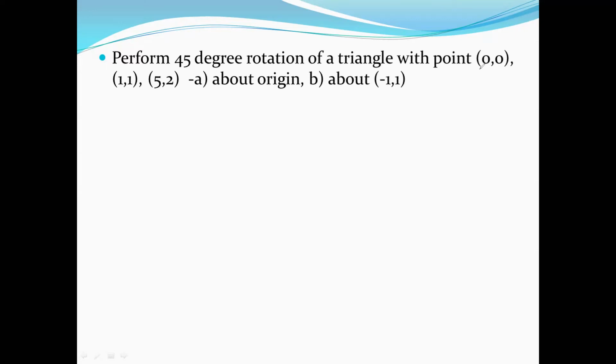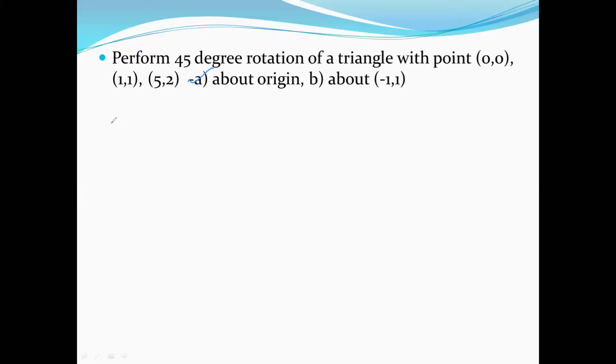Clear? So what I am saying is, if you want to perform the rotation with respect to some other points, in that case you have to first perform the translation and then rotate it. Clear? So first we will consider the first problem. That means we want to rotate about the origin.